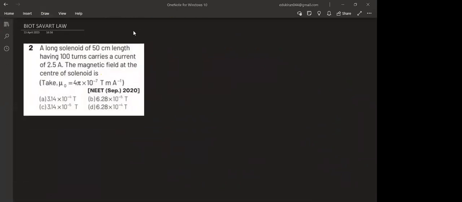Now I think we'll be able to solve the questions of solenoid and toroid as well. This says that a long solenoid of 50 centimeter length having 100 turns carries a current of 2.5 amperes. We have to find the magnetic field at the center of the solenoid. The length of the solenoid is given as 50 centimeters, the number of turns is 100, the current is 2.5 amperes, and mu naught's value is also given.